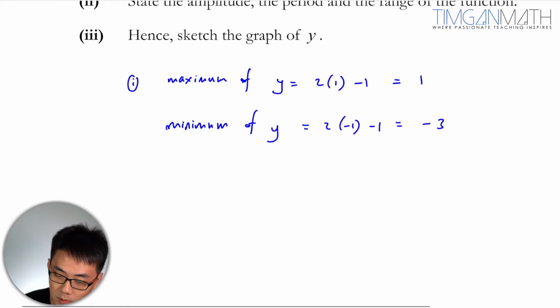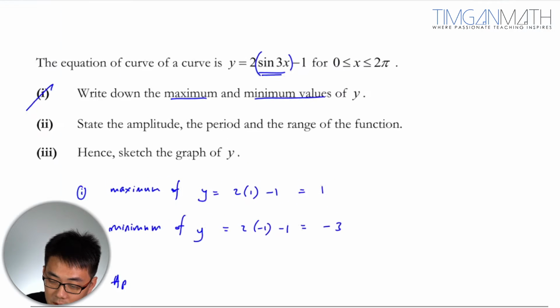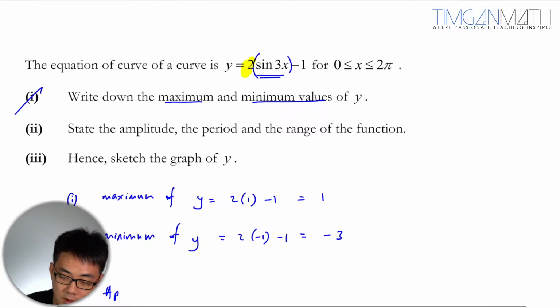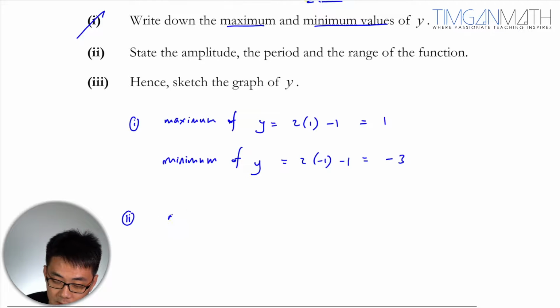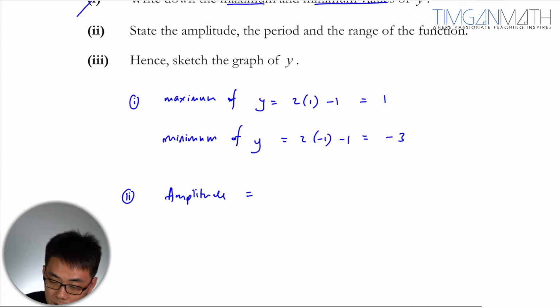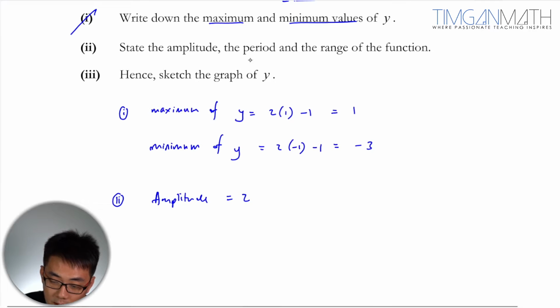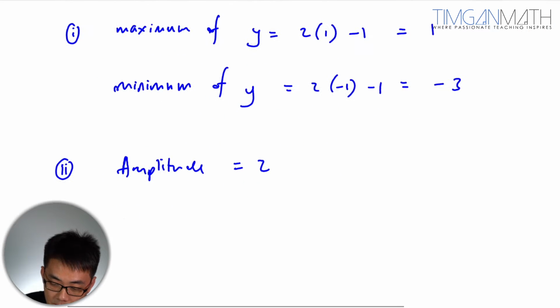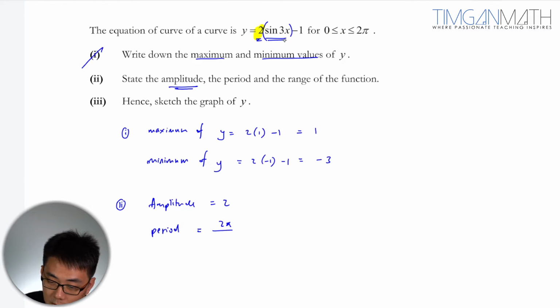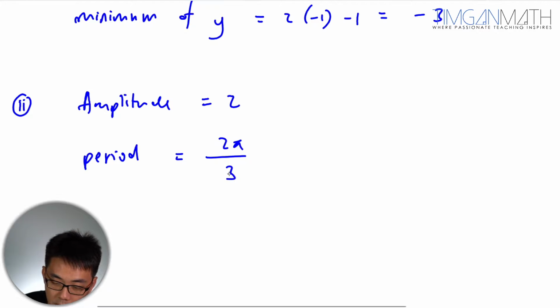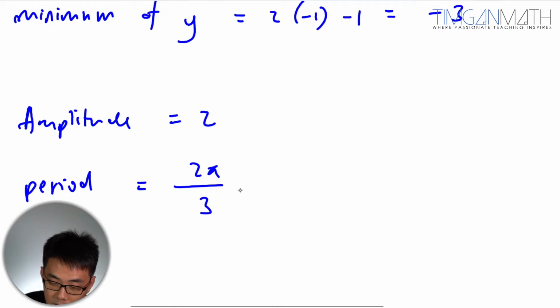For part 2, we are going to look at stating the amplitude. The amplitude is pretty straightforward, which is to find the coefficient in front of the sine there. So the amplitude would be 2, right? Then the period would just be 2 pi over 3. So the amplitude is 2 and the period is 2 pi over 3.